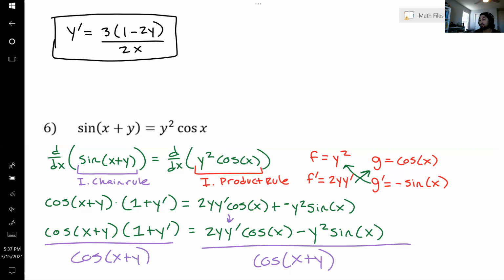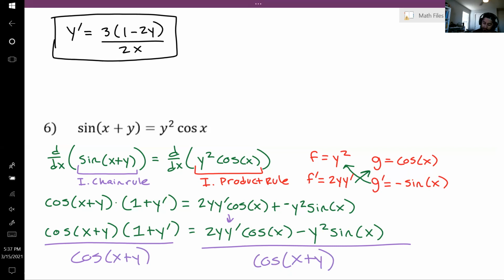Do you trap it? So if you divide, it's a good thought. If you divide by cosine x plus y, you trap that y prime on the right side, and our goal is to solve for y prime. We don't want to trap it. So what would be another option?